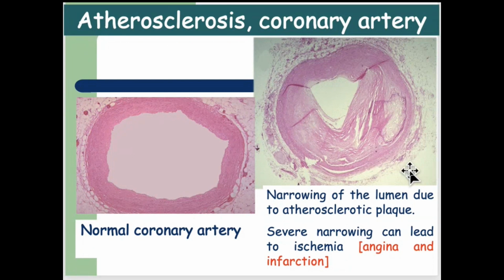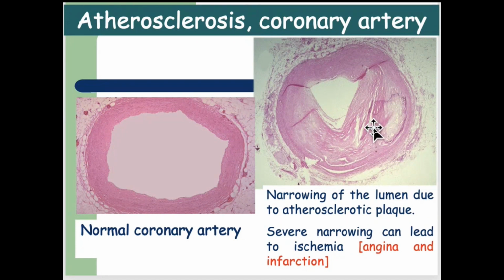And on this side, you can see that there is atherosclerosis. You can see the atherosclerotic plaques here. The lumen has become small in size. And here also you can see the whitish areas of fatty deposition, which are more clear in the high power. We will see that now.